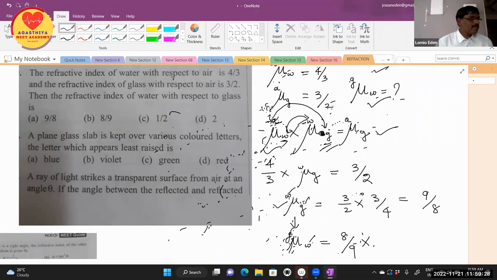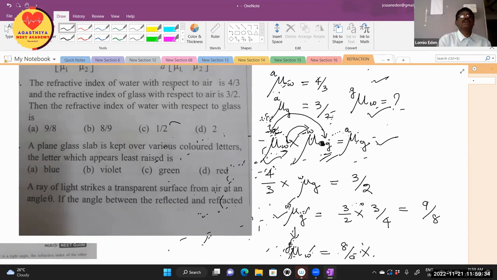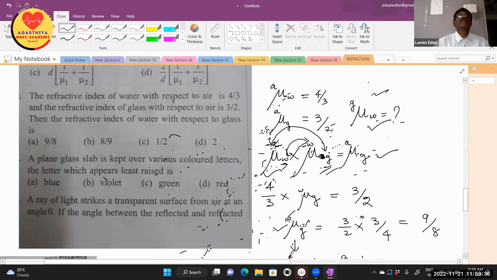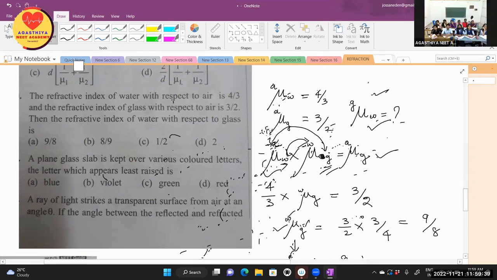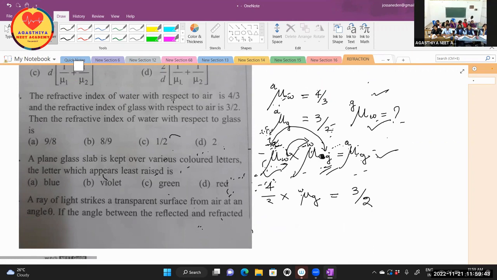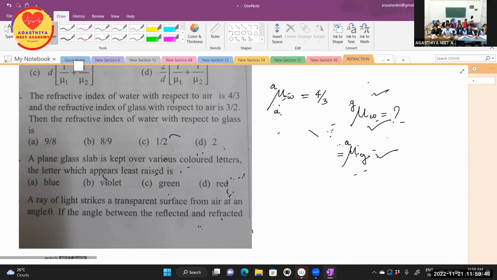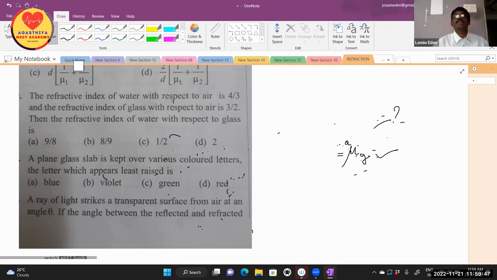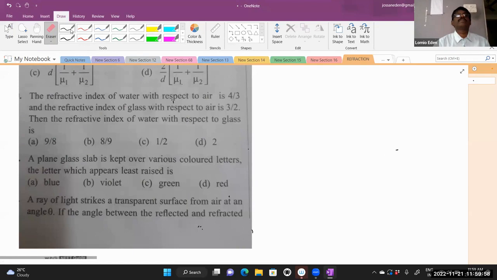Shall we go to the next problem, students? Yes, sir. Okay. All of you, read the next problem. A plain glass slab is kept over various colour letters. The letter which appears least raised.